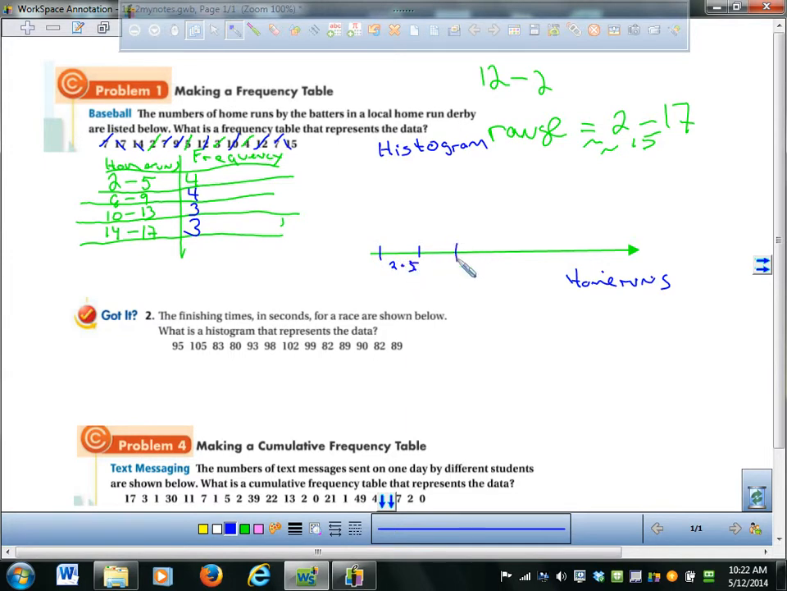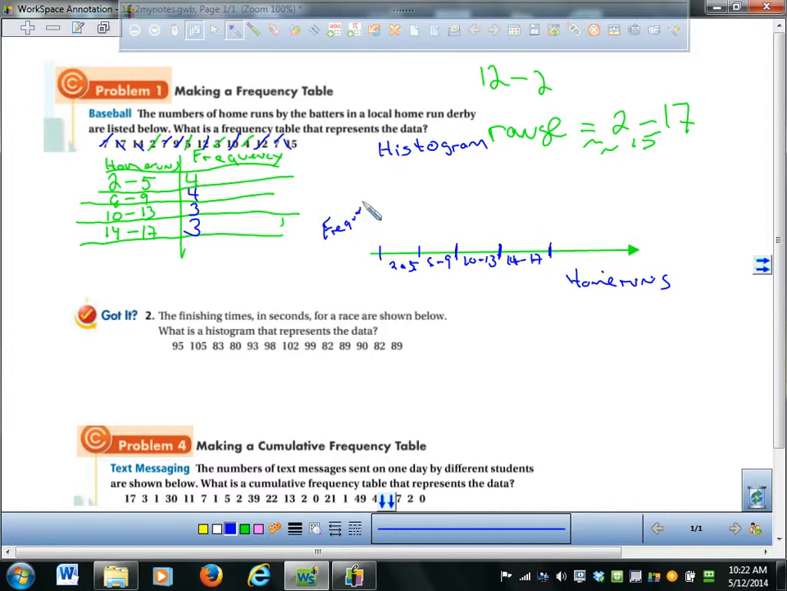And then the next bar is going to be from 6 to 9. Because anything that's between 2 and 5 goes in here. Anything that's between 6 and 9 is going to be this bar. In this bar, anything that is between 10 and 13 is going to be in here. And then anything that is between 14 and 17, that's a bad 14, isn't it? 14 and 17 is going to go in there. All right? And then to indicate the frequency, that's like my bar.